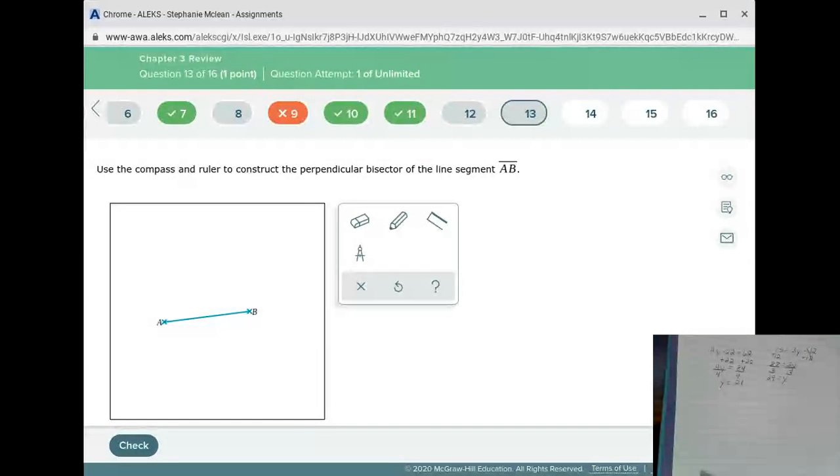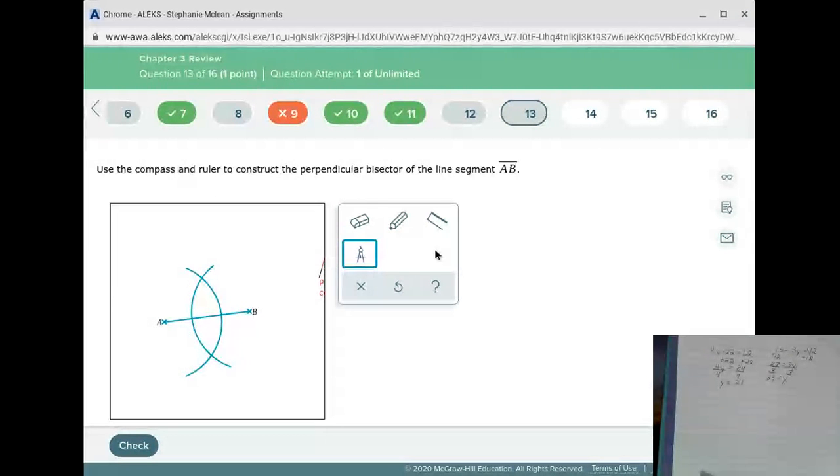Use the compass and ruler to construct the perpendicular bisector of the line segment AB. So here's AB. What you need to do is take your compass and put it at point A. I want to set it to a little bit bigger than half the length of AB. Then I'm going to draw a large arc. Now do not reset the size of your compass. You want it to be the same. Then you're going to go to the point B and draw another very large arc, because we want them to cross.